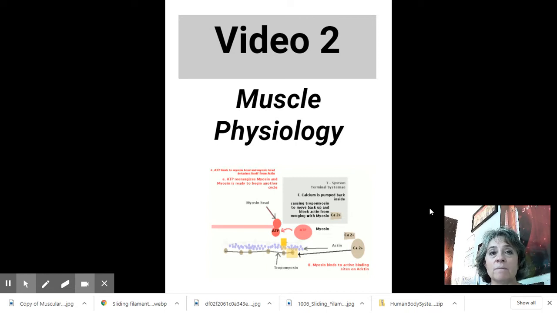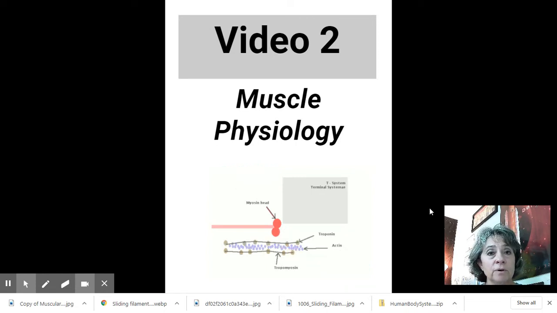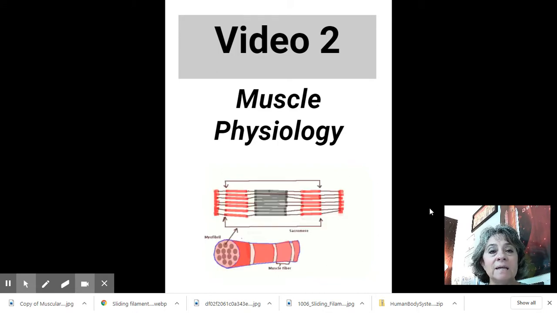Hi students, and welcome back. This is video 2 of mission 6, looking at muscle physiology. In video 1, we looked at the anatomy of the muscle, and in this video we're going to be looking at how these muscles actually work. How do they shorten and move your bones?